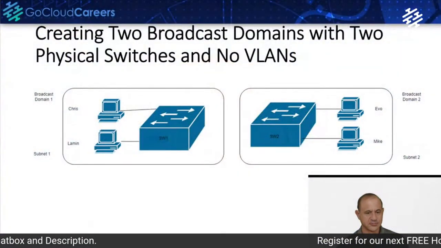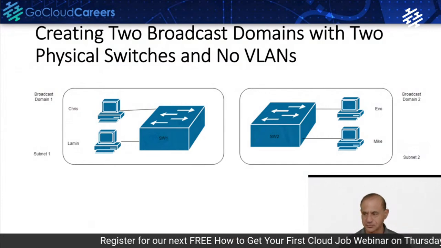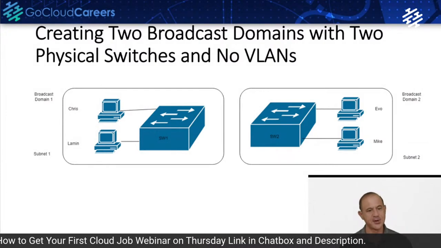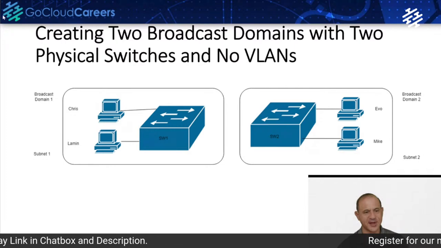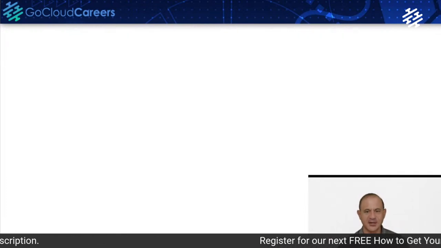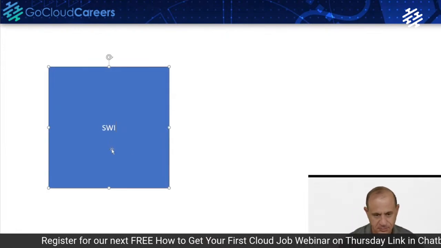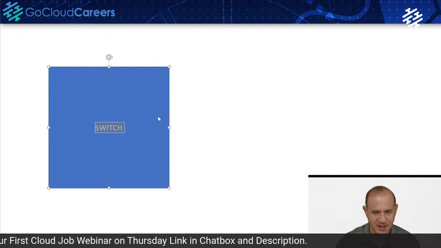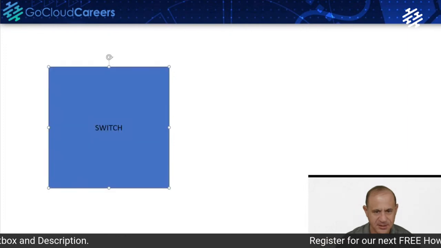Realistically, what we can do is as follows. We can take our switches, switch one over here, switch two, and by keeping them separate, we can have a broadcast domain, but we could also take a single switch and chop it up. I like using this example, and I like creating my own whiteboard stuff on the fly sometimes. Imagine this. Now we've got a switch.